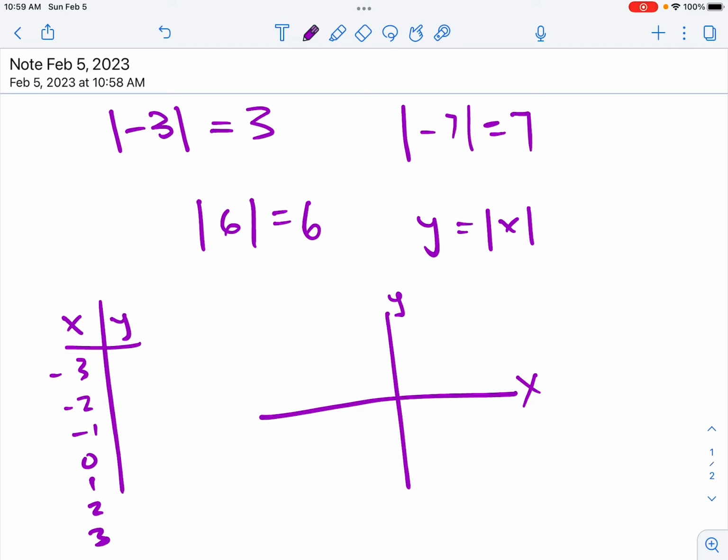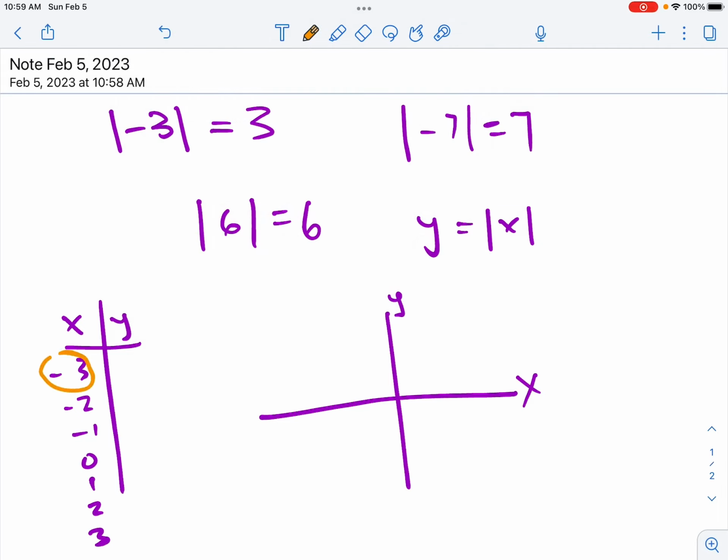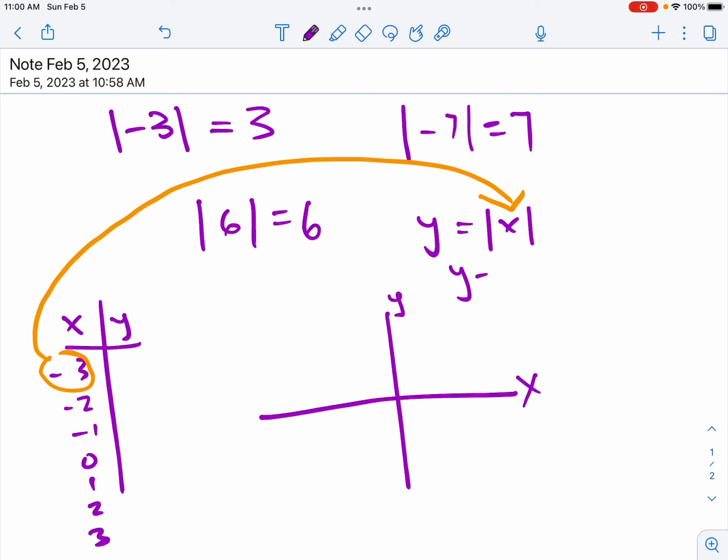And we're going to take this -3 and we're going to stick it into our function. And when we do that, when we do y equals absolute value of -3, then we get 3. So our input here was -3, and our output is +3. Same thing with -2. Absolute value of -2 is +2. Absolute value of -1 is 1. Absolute value of 0 is 0.